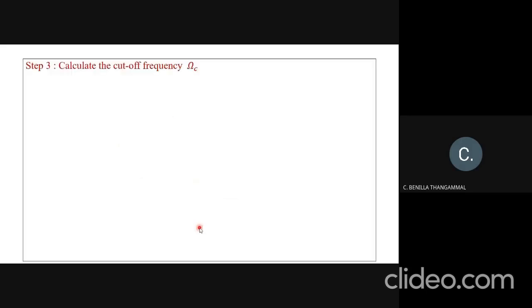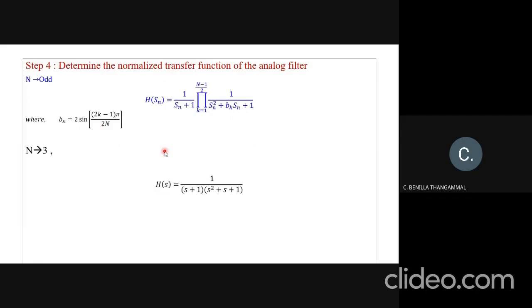So step 3 is to get your omega c. Omega c is omega s divided by (1 by a square minus 1) power 1 by 2n. By substituting the values, I'll be getting the answer as 3.8433. Okay. Next, step 4 is determining your normalized transfer function for n equal to odd. The normalized transfer function formula is this one with your same bk. I'll be substituting your values, and then I'll be getting the answer as 1 divided by (s plus 1)(s square plus s plus 1) here, right?